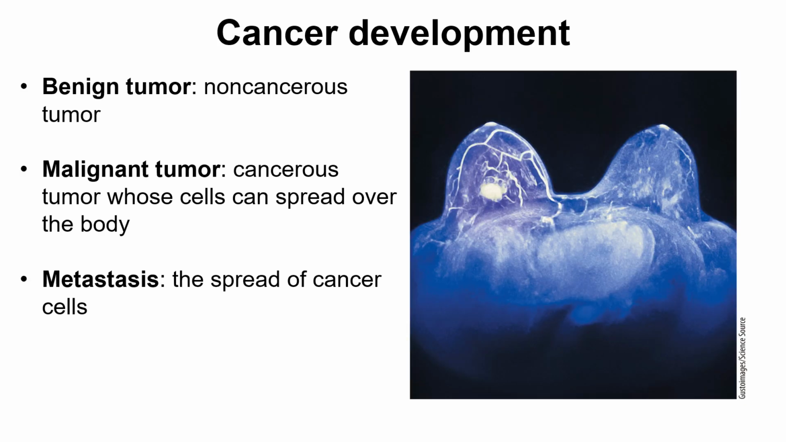A benign tumor is a non-cancerous tumor because it hasn't metastasized. A malignant tumor is a cancer of cells that has spread to other parts of the body. Metastasis is the spread of cancer cells from the original site to other parts of the body.